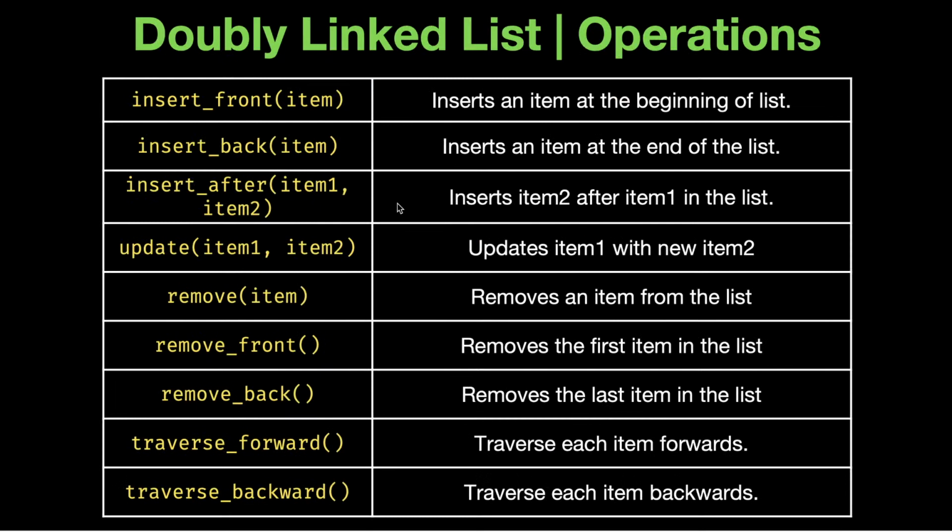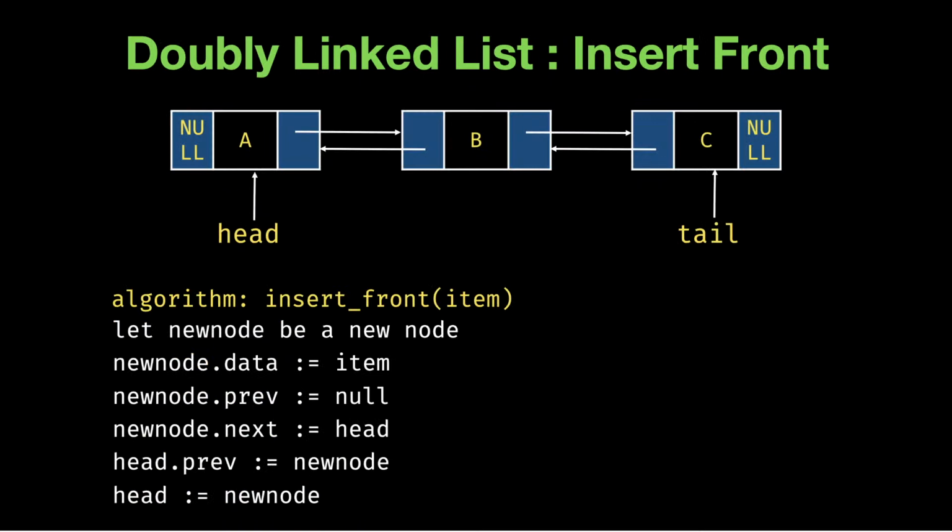So the operations in the doubly linked list are insert front, insert back, insert after. These are very simple, similar operations to the singly linked list, right? So remove front, remove back. We have traverse forward as well as backwards. Actually, in the singly linked list, we could not traverse backward, right? Because we had only unidirectional pointers. But now in the doubly linked list, we have opposite direction pointers also, so we can traverse in the backward direction. So let us see how we can insert an element at the front.